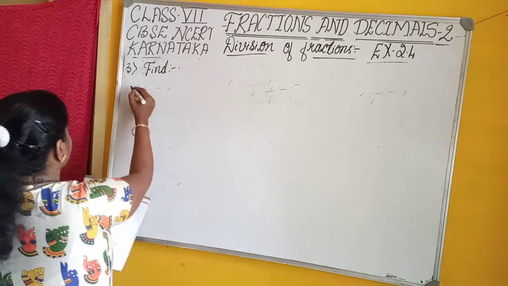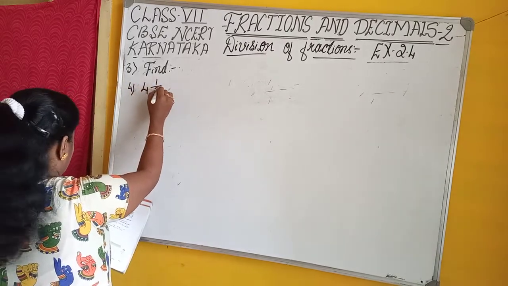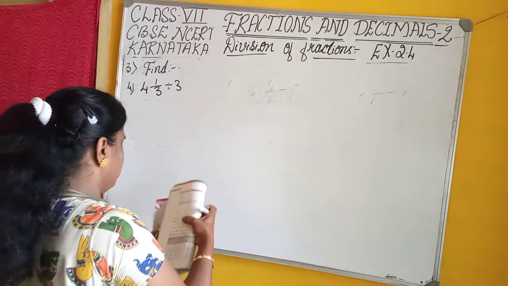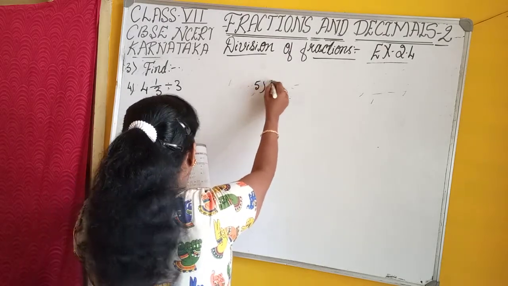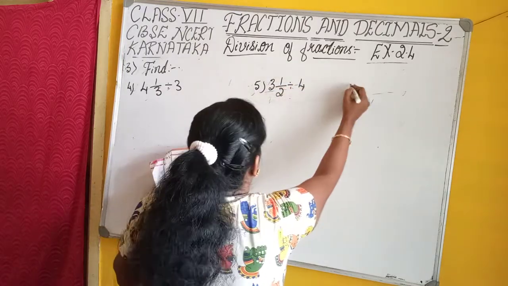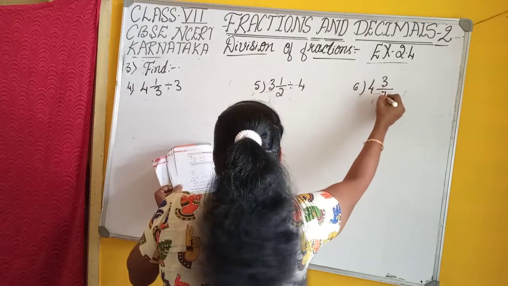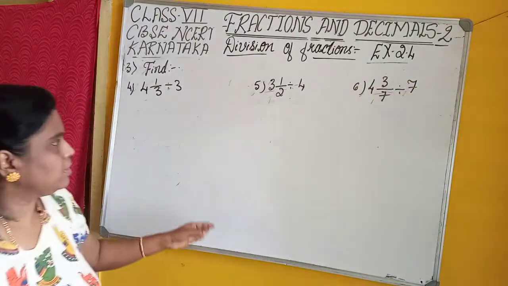Divided by 3. Fourth one, 4 1 by 3 divided by 3. And fifth one, 3 1 by 2 divided by 4. And sixth one, 4 3 by 7 divided by 7. Here also we follow the same procedure.